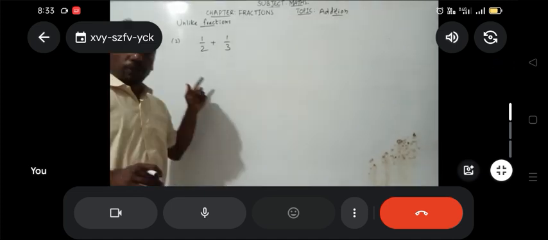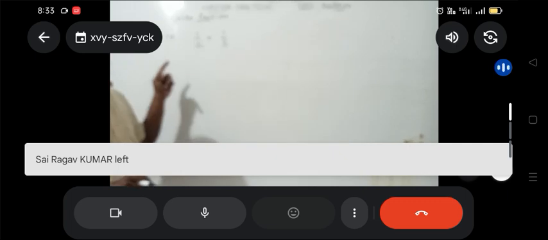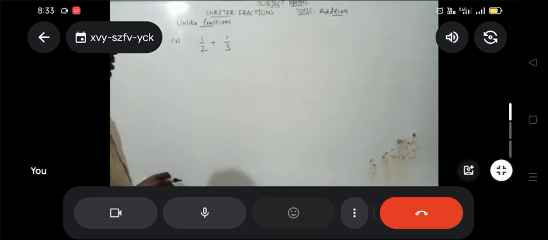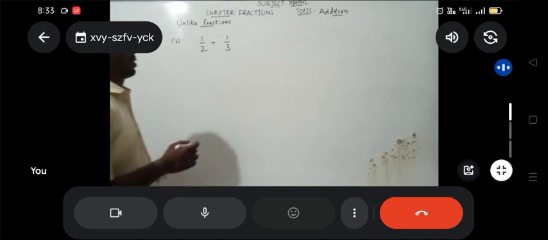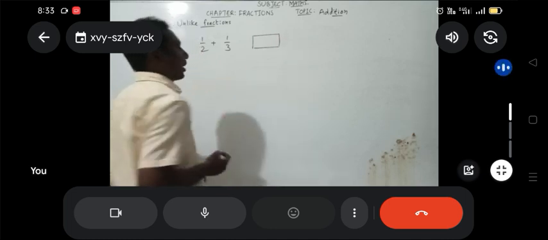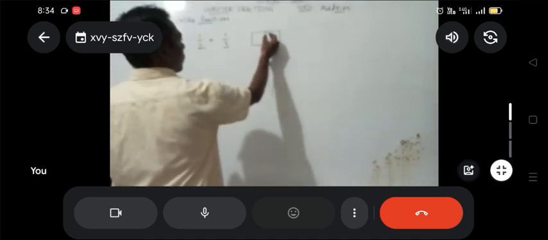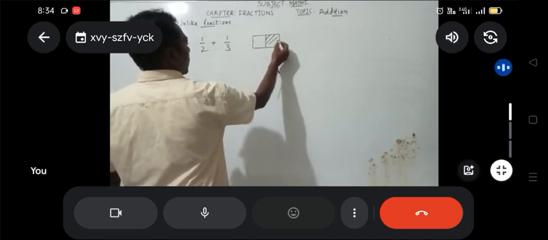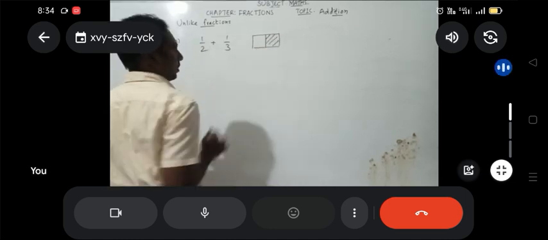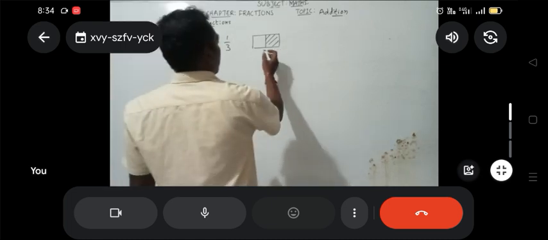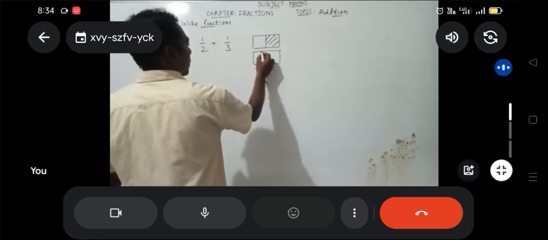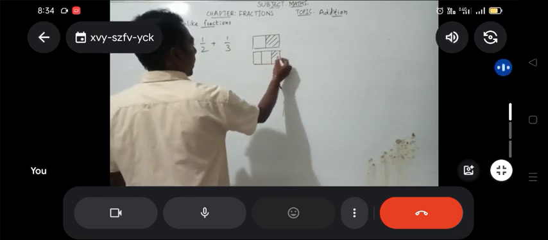Now, we are going to add two different fractions, 1 by 2 and 1 by 3. First let me do it in a graphical representation. Let me take a rectangle representing half. Two parts, 1, 2. Among that I have taken 1. And the second one I will take 3 parts. Among that I will take 1.